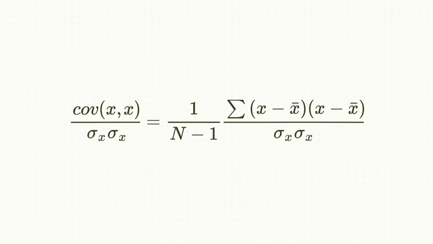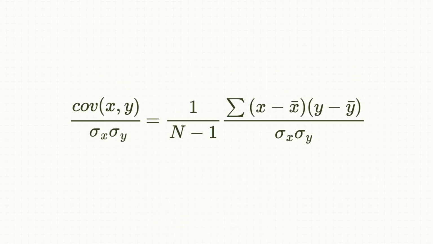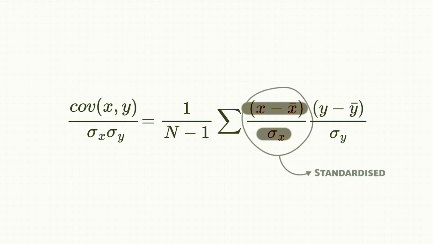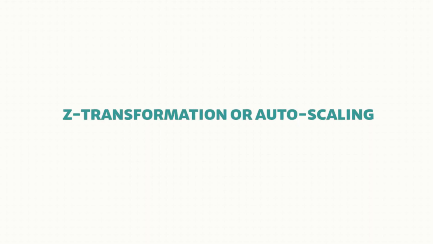Now that we know this, we can generalize this formula by replacing back y for the x we substituted. By dividing the mean-centered variable by its standard deviation, we get a standardized variable with a standard deviation of 1. We call it Z transformation, or autoscaling for the cool kids.